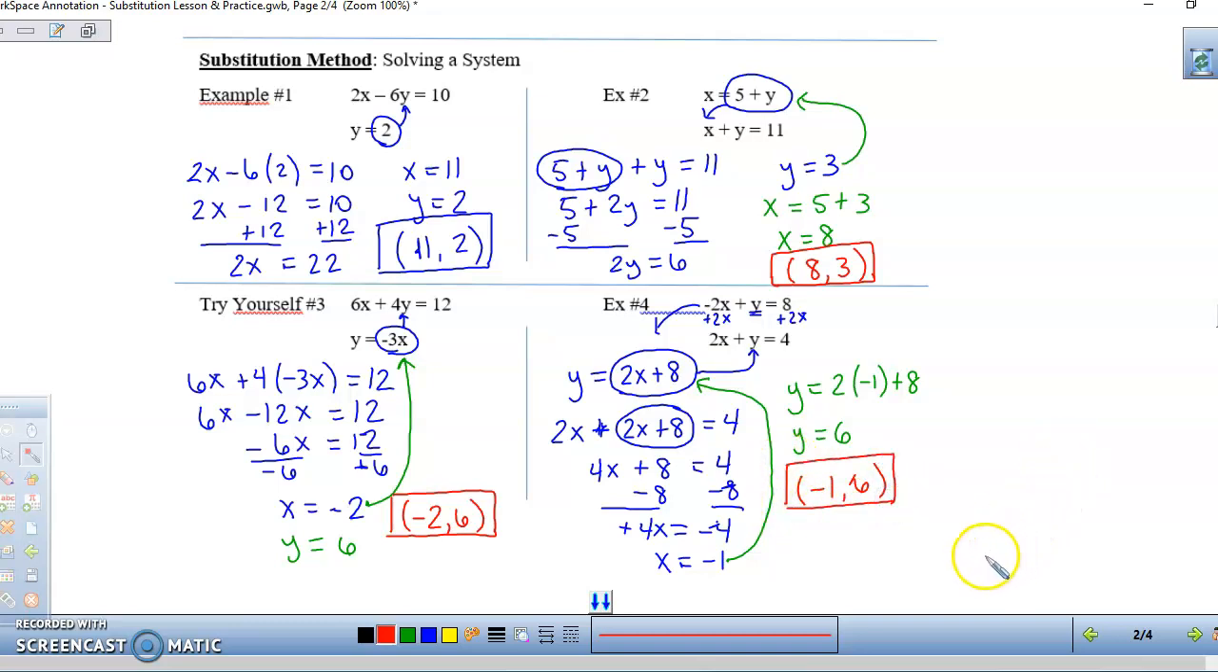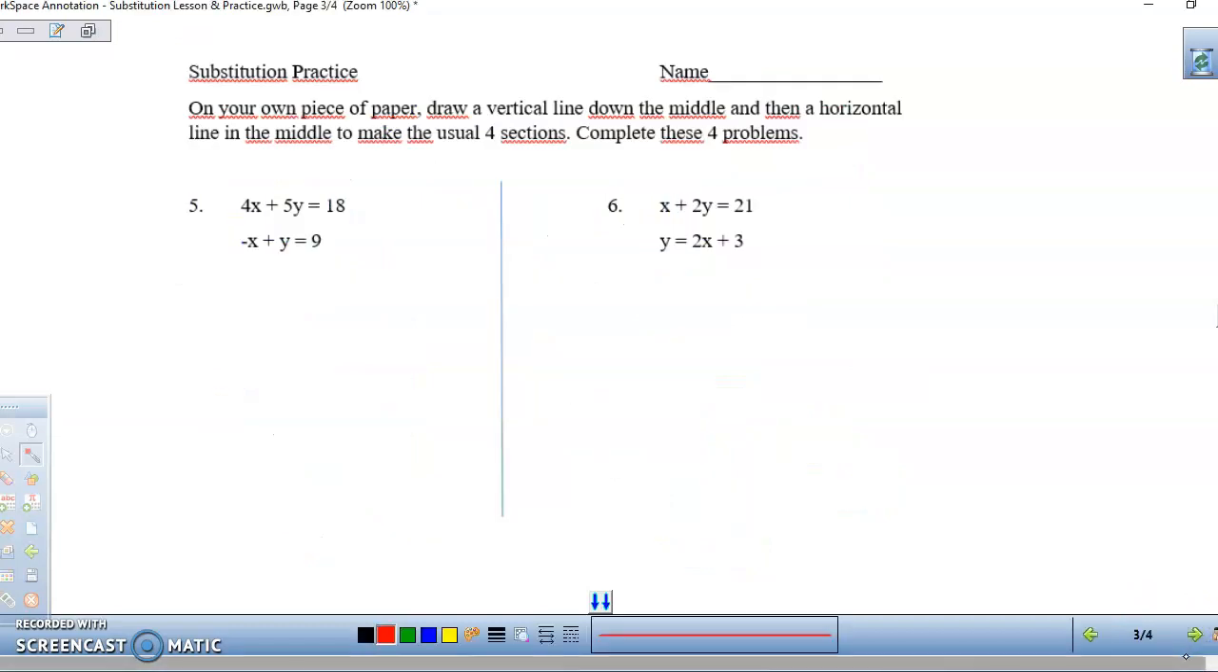Okay, so what you are going to do now, and you can replay any of these parts of the videos to look at the process again, is on your own piece of paper, you're going to split it up like we did in class. You're going to draw a vertical line down the middle, horizontal line in the middle, making 4 sections. And then you're going to complete these 4 problems.